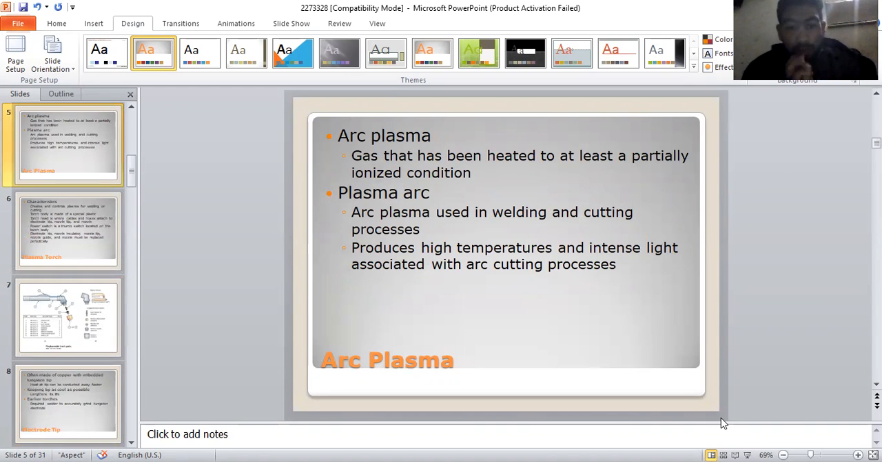So let's discuss the arc plasma. Arc plasma is a gas that has been heated to at least a partially ionized condition. Plasma is used in welding and cutting processes. We also use the same process to produce high temperature and intense light in order to cut, along with associated cutting processes.